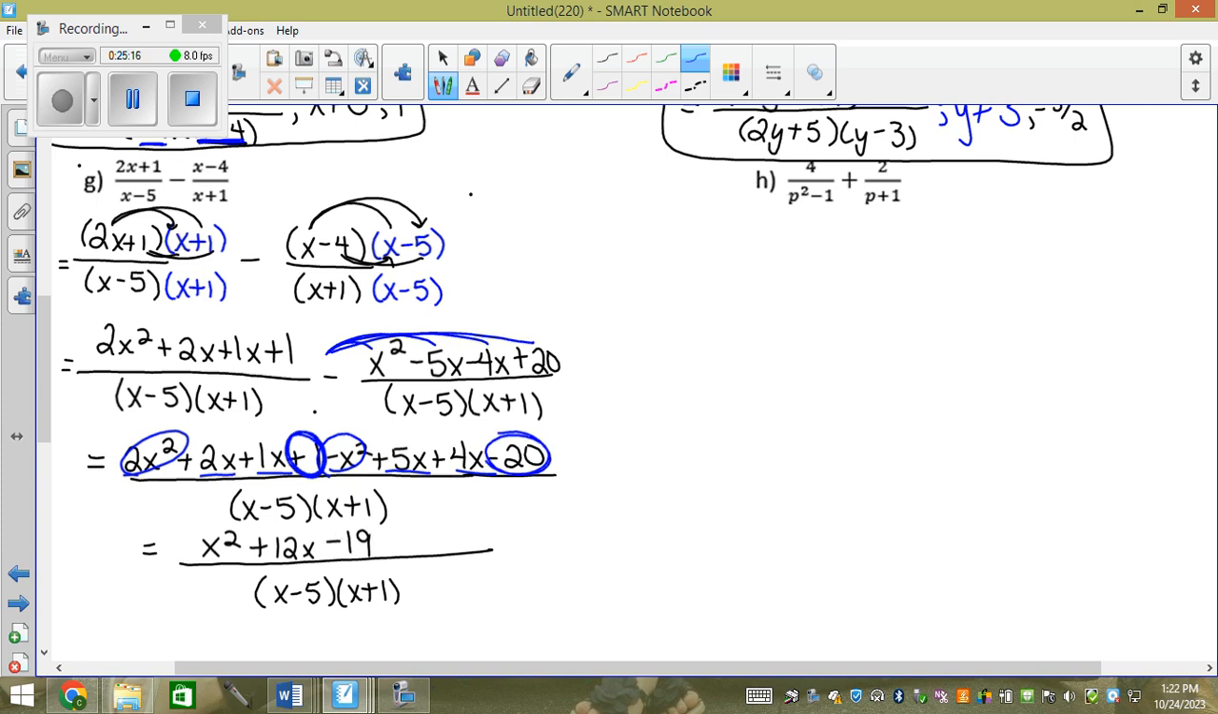We do not have to factor. X can't equal what, guys? What can't x be? Positive 5, because that would make this be 0, and negative 1.